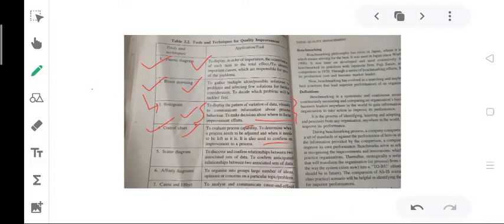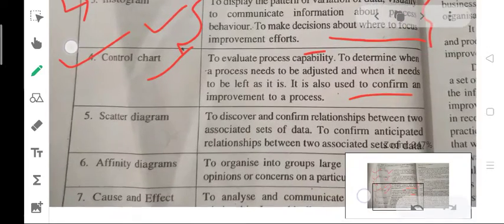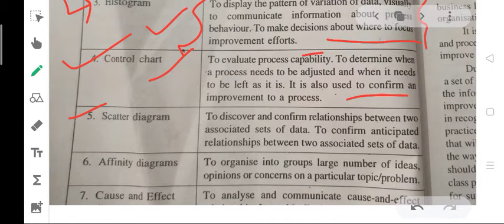Then another tool and technique is the scatter diagram. What is a scatter diagram? In the scatter diagram, we discover and confirm the relationship between two associated sets of data, and confirm the anticipated relation between two associated sets of data.